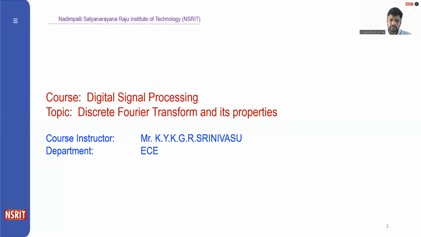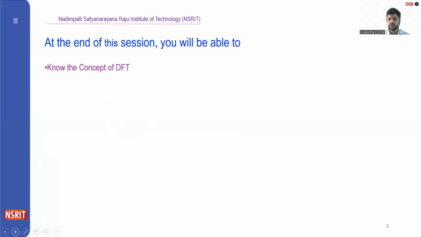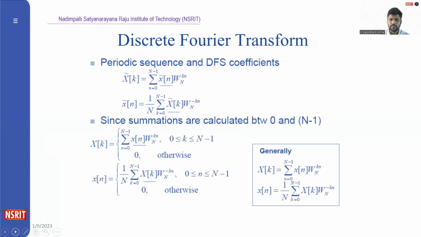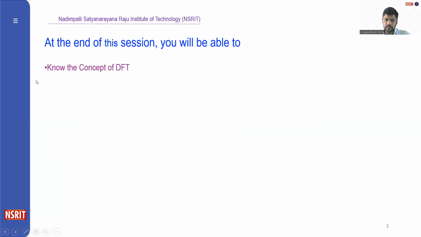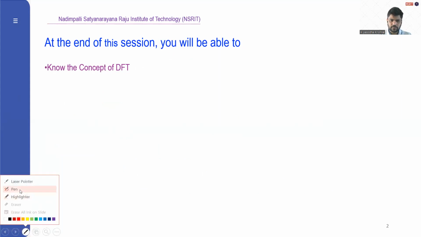Today we will discuss the concept card. It is the second unit, discrete Fourier transform and its properties. By the end of this session, we will be able to know the concept called DFT. First and foremost, why we go for the DFT? This is the objective we have to learn.